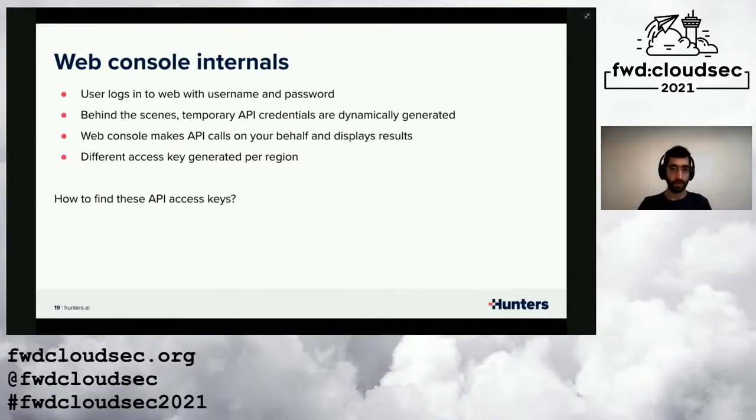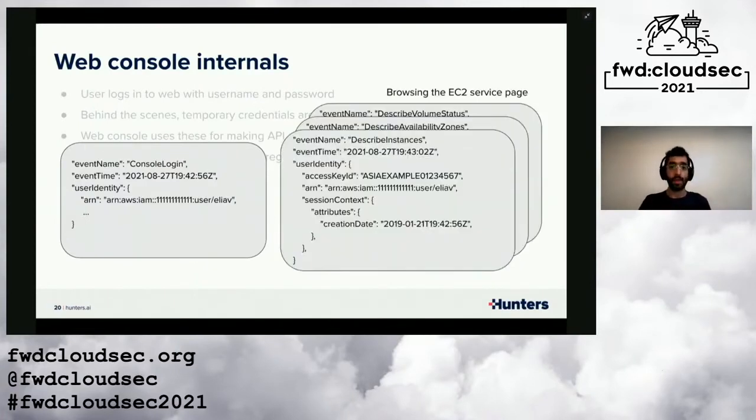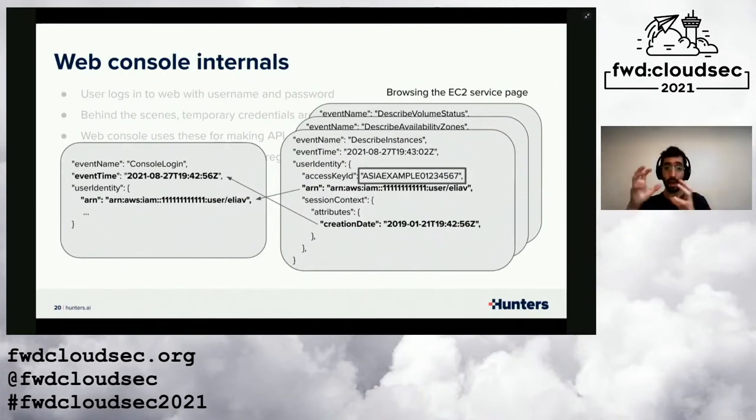The way you can find this is that we find the original console login event, responsible for showing the actual login at first, and then we have events coming afterwards because, for example, I browse the EC2 service page. If I see those later events that have an ARN identical to the ARN in the console login event, and whose session context creation date for the access key is identical to the event time of the console login, that way I know that these are related and part of the same web session. Then I need to take the access keys in all those further events, and I know that they are dynamically generated and part of this session.